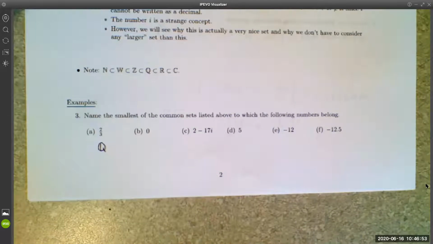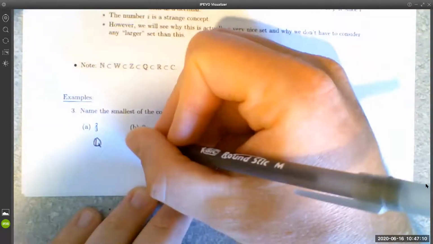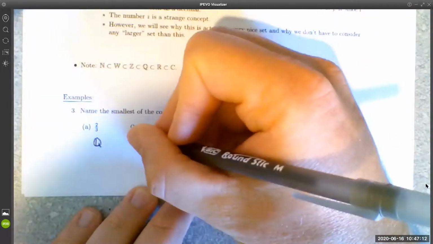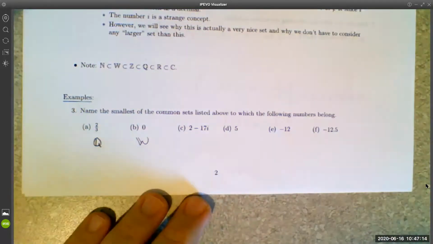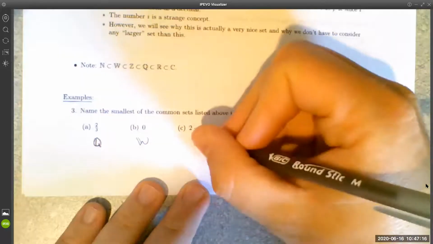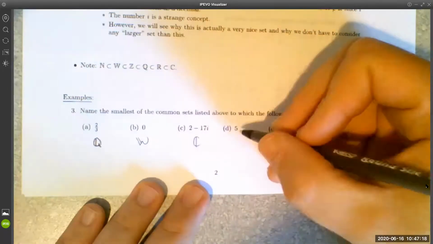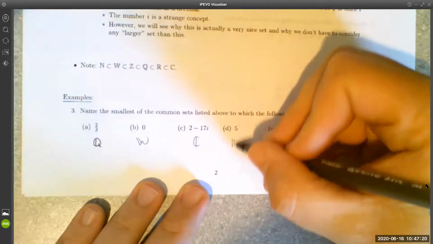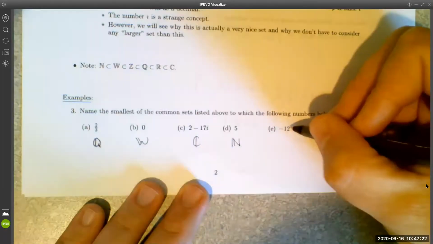So see if you can do this for the rest of these numbers. See if you can name the smallest of the common sets to which these numbers belong. I'm just going to write out my solutions. So here, this one is a whole number. This one is complex. This one is a natural number. This one is an integer.